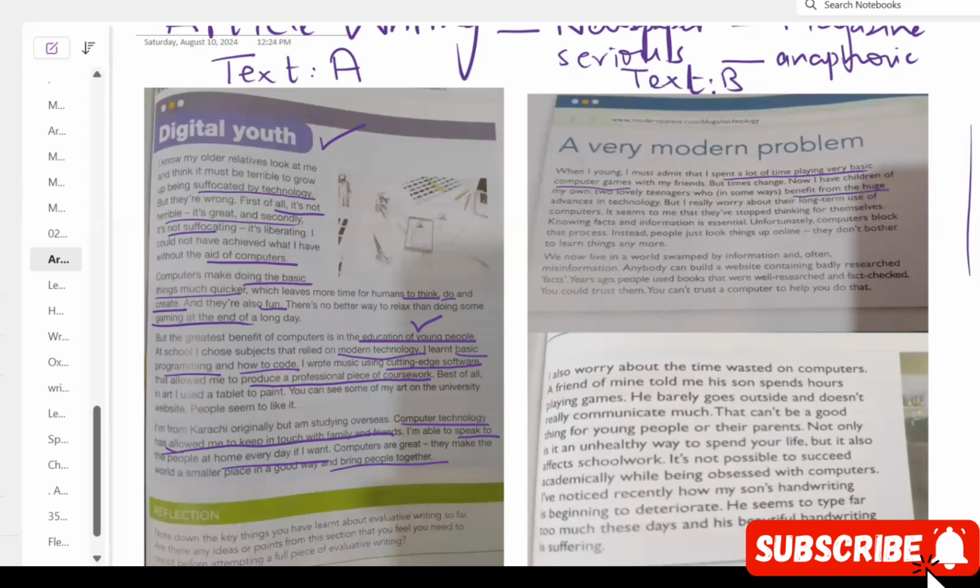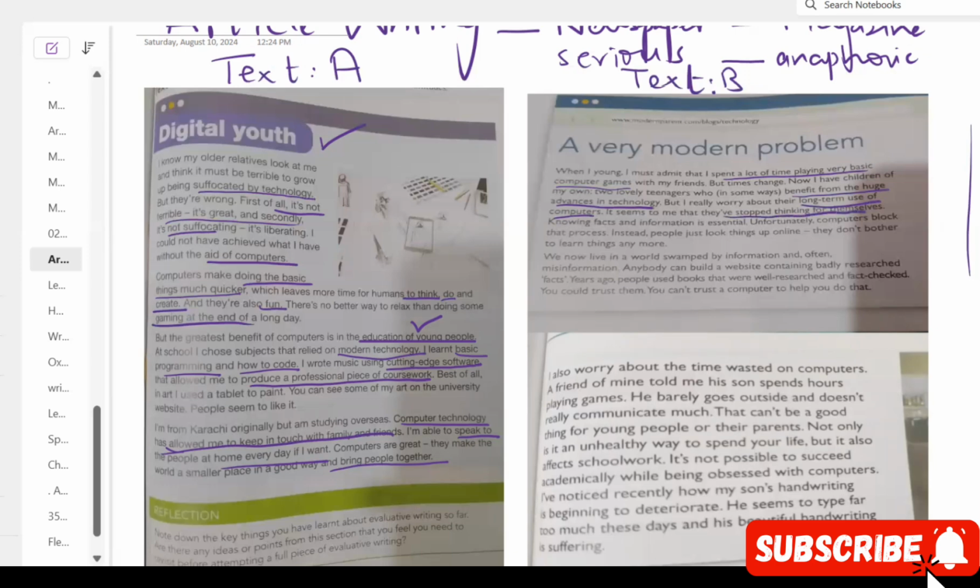Those children also get benefits from the advances in technology, but I really worry about their long term use of computers. When COVID was here, the transformation of the students from physical studies to online studies through these computers was a huge transformation. At that time parents were also worried about how the students were going to cope with that. But there are benefits and drawbacks, both side by side, of everything. It seems to me that they have stopped thinking for themselves. Now, stop thinking for themselves, it's something important to underline.